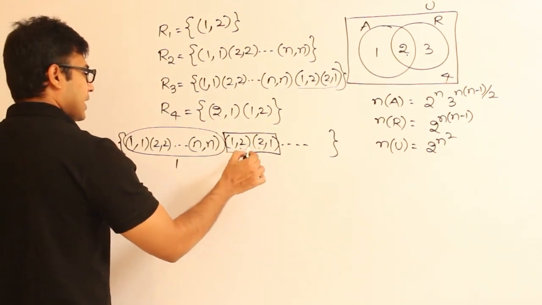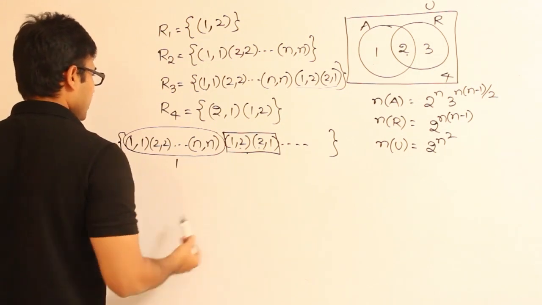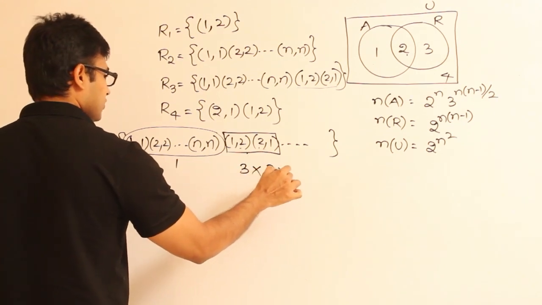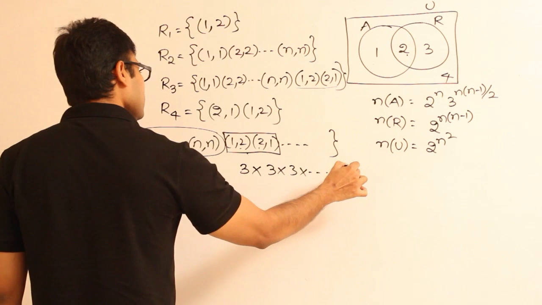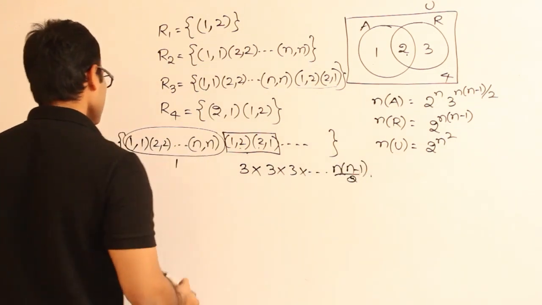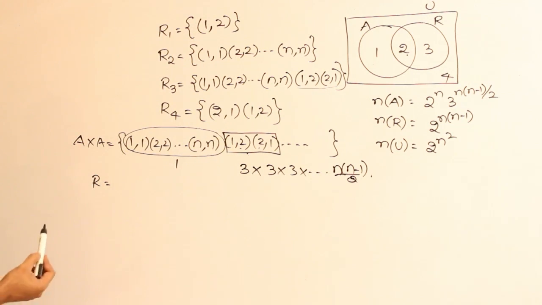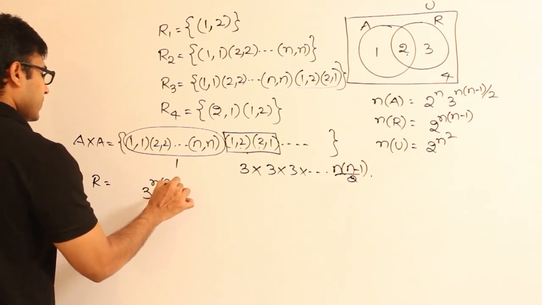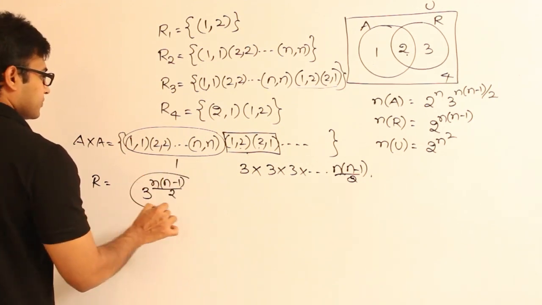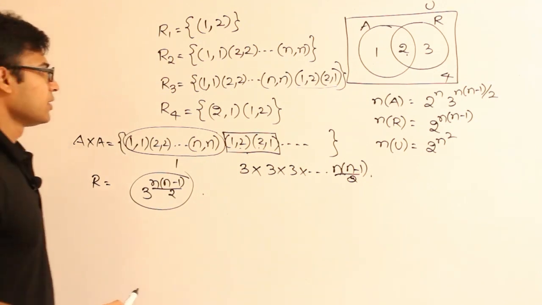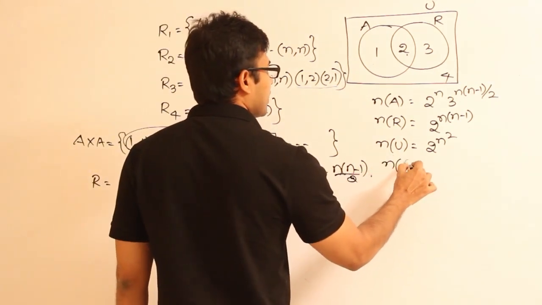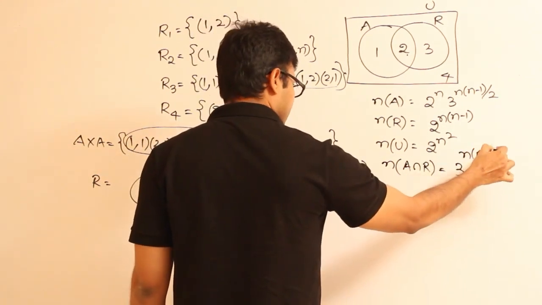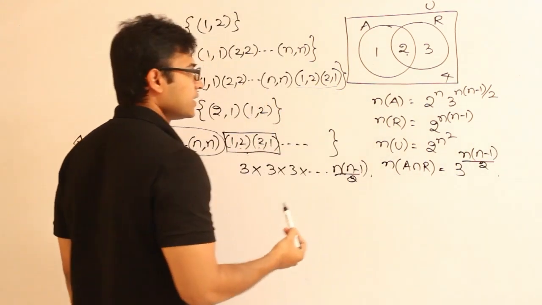Okay, so how many non-diagonal pairs will be there? n into n minus 1 by 2. So each one is going to take 3 choices, 3 into 3 into 3 into so on, n into n minus 1 by 2 times. Therefore the number of relations which we can form which are both antisymmetric and reflexive is going to be 3 power n into n minus 1 by 2. Got it? So we know now n of A intersection R is equal to 3 power n into n minus 1 by 2. This is clear.